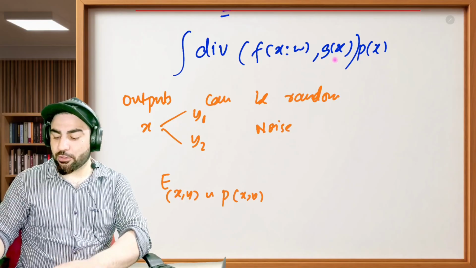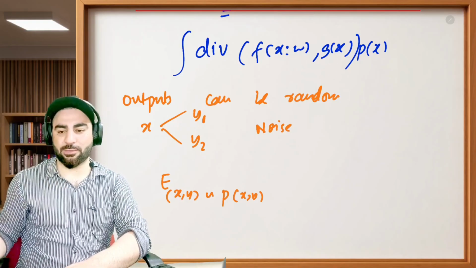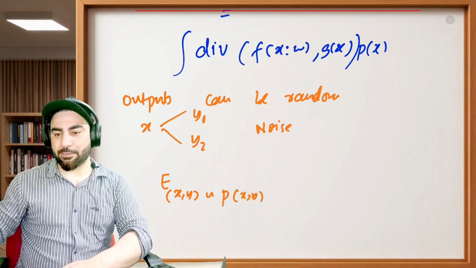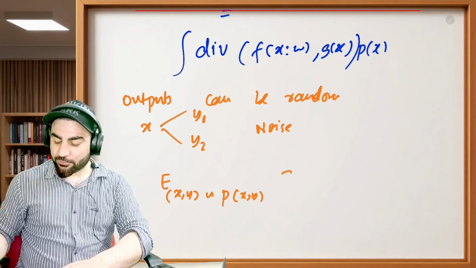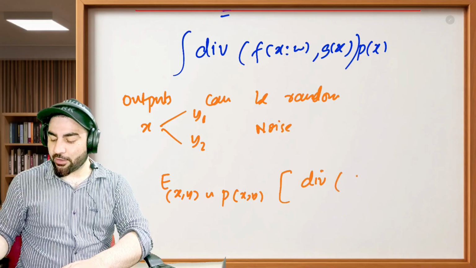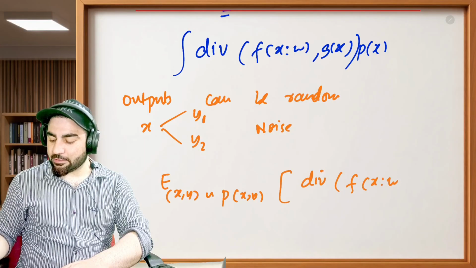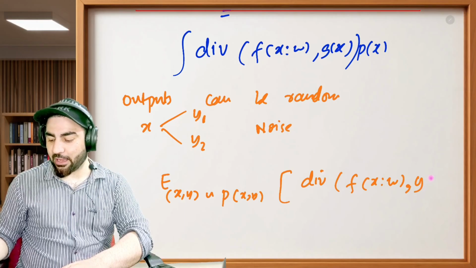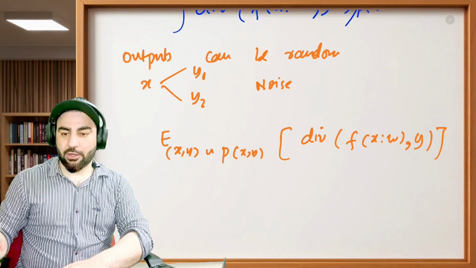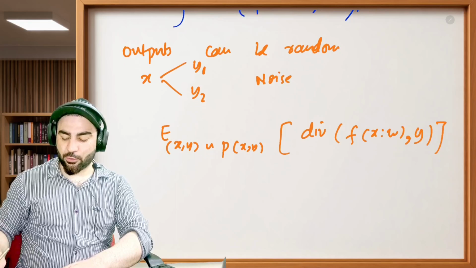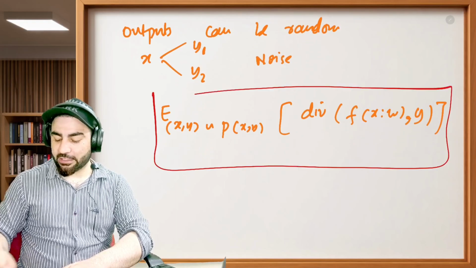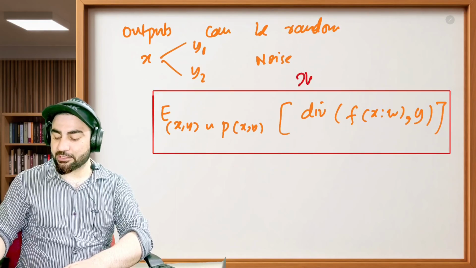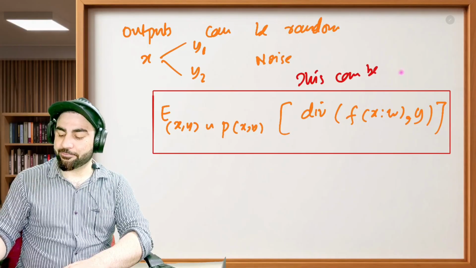Now we'll also replace this g of x, because we don't know its probability altogether, since y's can be random. So again, the expectation of this, and we'll say divergence of f of x, w comma y_i. Because this is the access that we have, this thing over here is what we can derive.